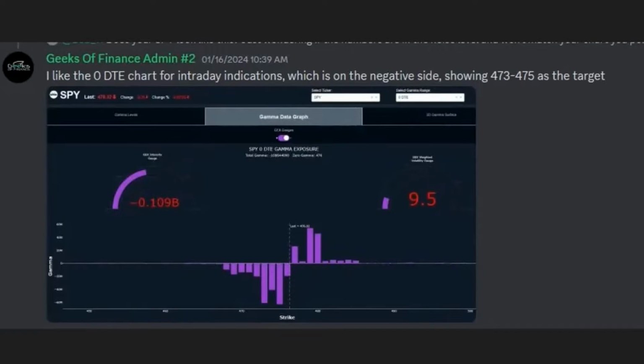So we also find that gamma works on a zero day expiration basis as well. And in Discord that morning on the 16th of January, we shared that the gamma was negative for SPY. And we had some targets between 473 and 475. And this is when SPY was at 476. Well, the day's low was 473.06.